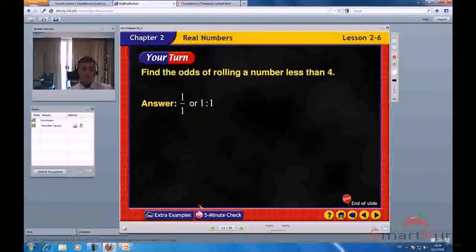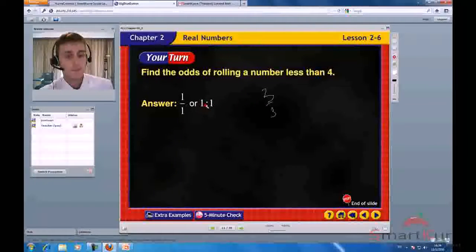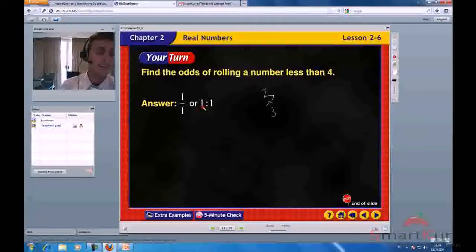Find the odds of rolling a number less than 4. Well, there are 3 numbers less than 4. There are 3 numbers greater than 4. So you would have 3/3, or 1:1. The odds would be 1:1. You're equally as likely to roll either less than 4 or greater than 4.